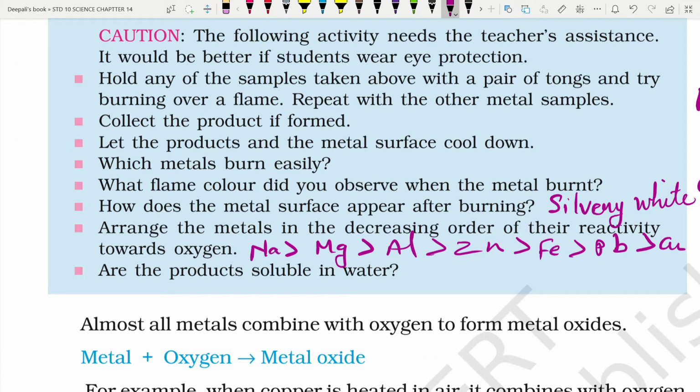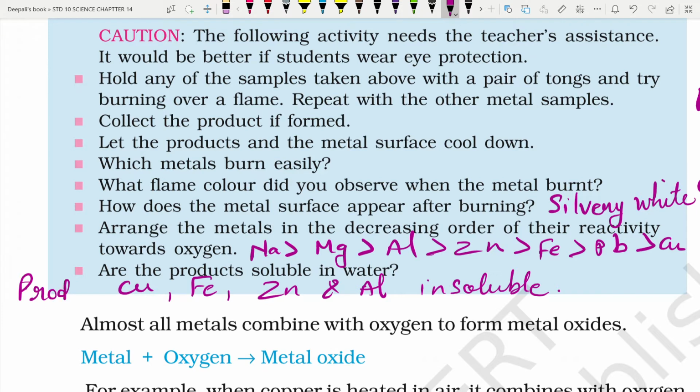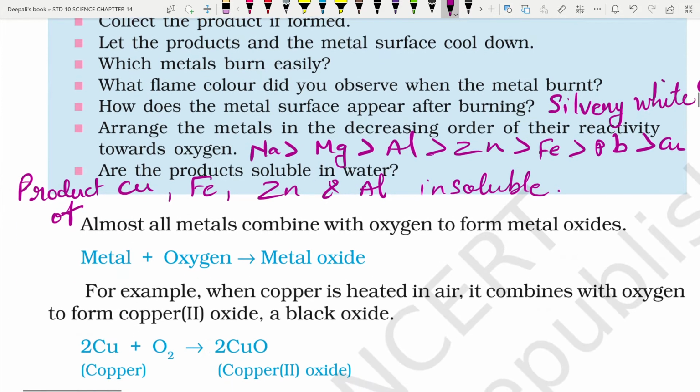And in solubility, the products obtained by the reaction of Cu, Fe, Zn, and Al are insoluble in water. And amongst the given metals, only sodium metal on heating forms oxide which is soluble in water. So based on this, we can say that the metal oxides are basic in nature after the following test.